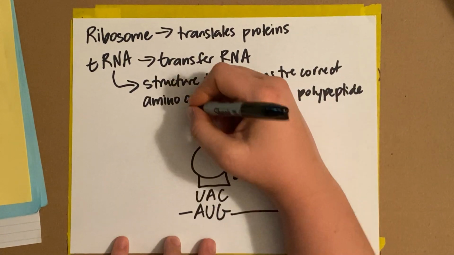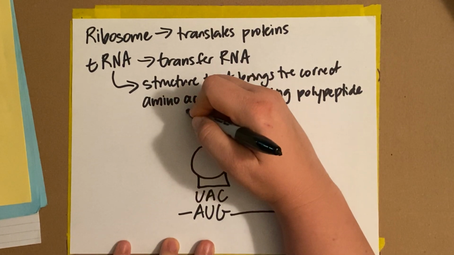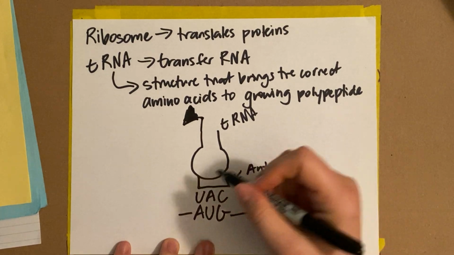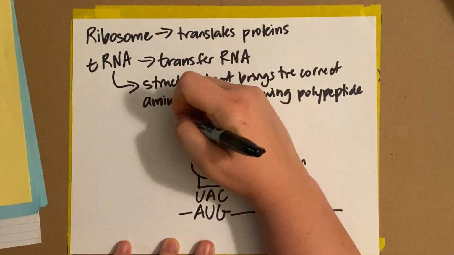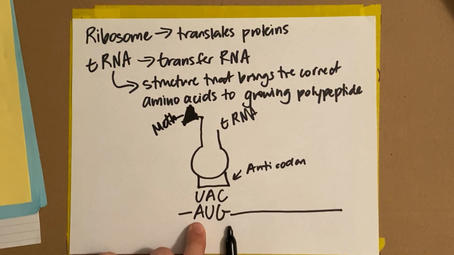And so what's going to happen is that there's going to be an amino acid. So we'll just draw the amino acid as if it's a triangle right here. It's going to bring in an amino acid. And so, for example, this amino acid would be methionine. Okay, AUG always stands for methionine.